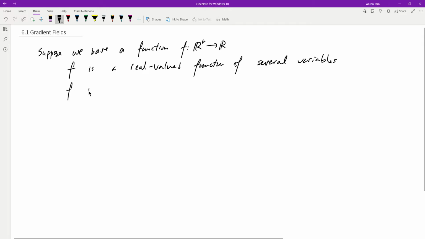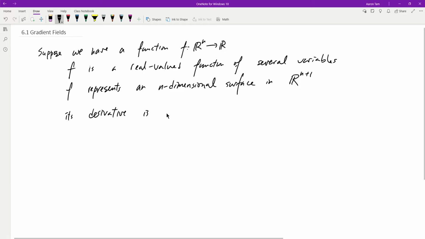We also know that f represents an n-dimensional surface in Rn plus 1. And probably the most important thing that we need to know is the following. Its derivative is called the gradient function.